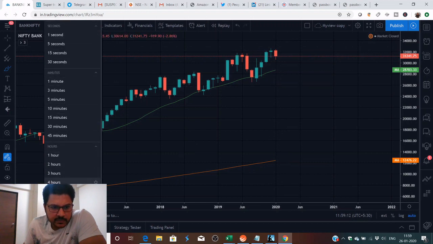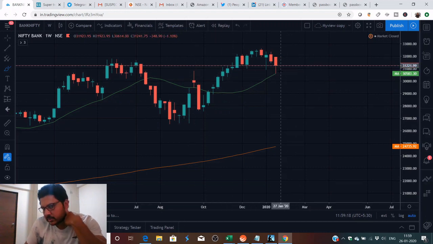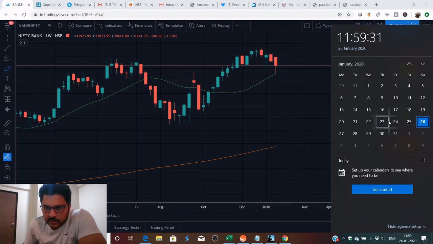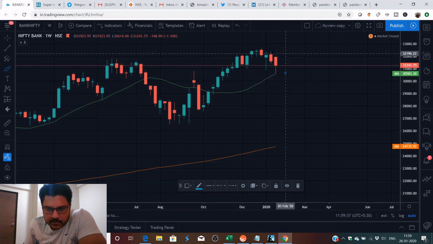And on a weekly time frame, this is retracing to the 20 period moving average. So this was the last week candle. This is 28th Jan starting, so this ended last week, which is this week candle till 24th. So this has retraced from 20, and now, what is the trend?